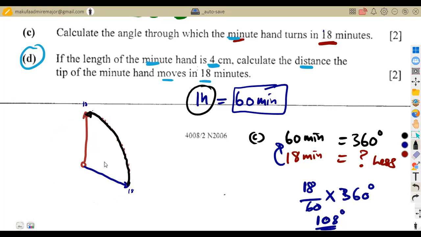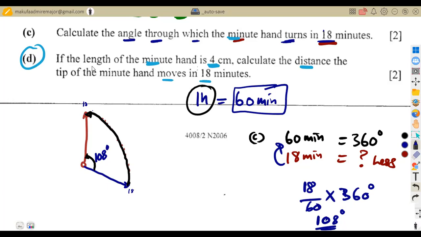Meaning we are supposed to be affected by a certain angle of the sector that is being formed in this case. And that angle is the one we calculated before, the angle through which the minute hand turns in 18 minutes. Already we have the angle. So we know that in these 18 minutes, the corresponding angle is 108 degrees. So we have the angle of the sector, which is 108 degrees.